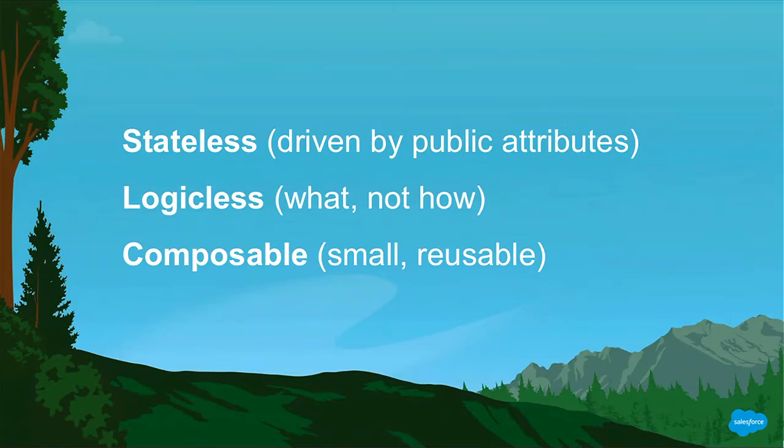Just to wrap up, we're going to do a quick overview of what we did today. We made some of our components stateless, and by that, we mean driven by public attributes. Anytime you can make a component driven by public attributes, it's always going to be easier to debug, easier to reuse, and much more predictable. Next, we made some logicless components. Whenever you can make a component describe what should happen and not how, it's a really great way to differentiate actions from implementation. And finally, we made some components composable by making them really small, reusable, and focused so that we can repeat them over our application.